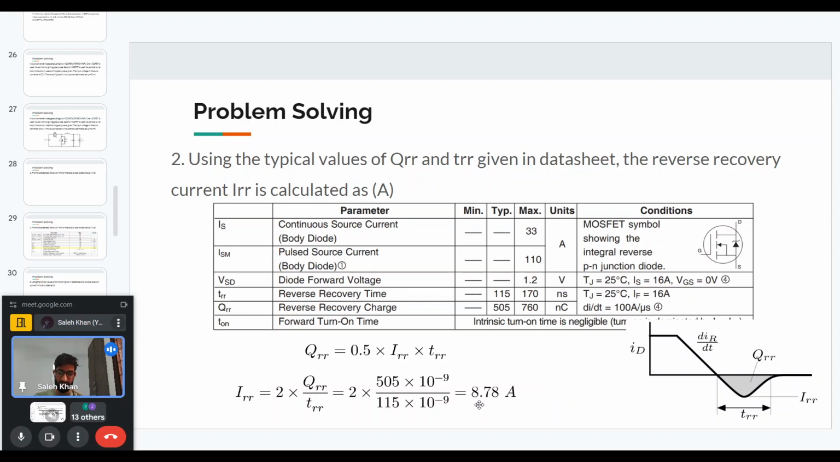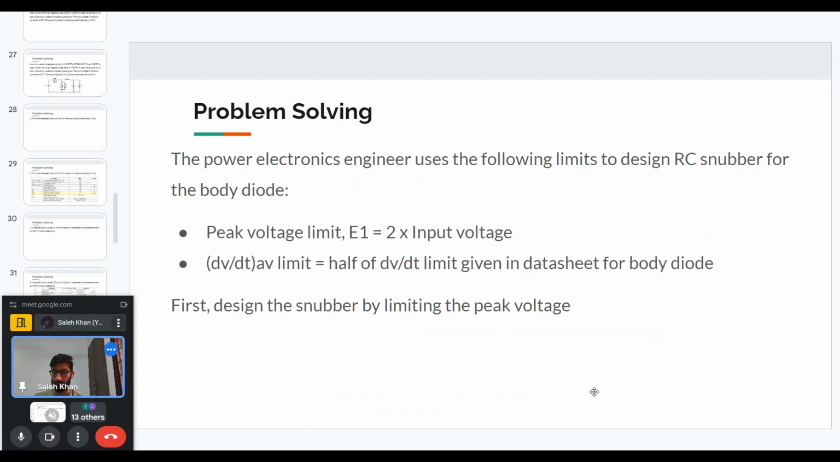So as you can see, it can be quite substantial. The forward current was 16 ampere in this case, and the reverse current went to more than half of this value. So that is why this reverse recovery is actually quite a significant effect. That is why we want to limit it and control it.